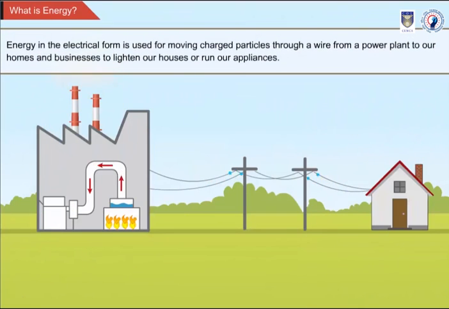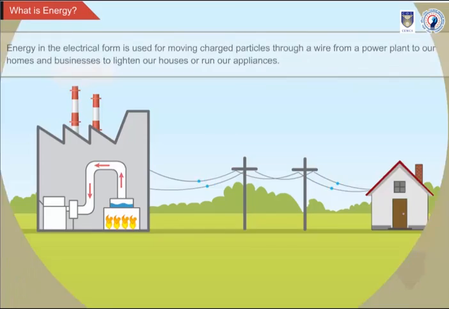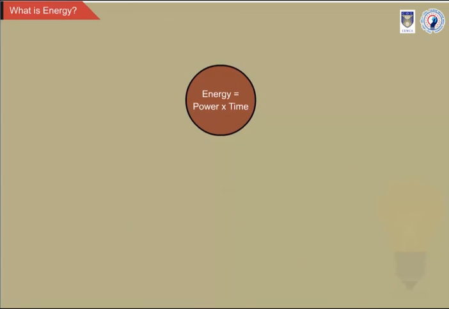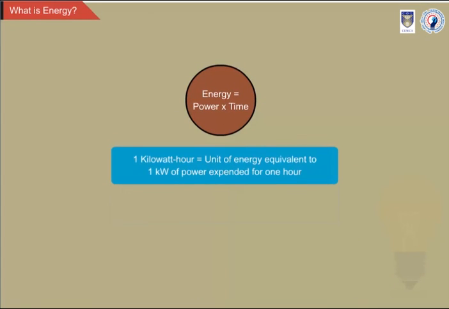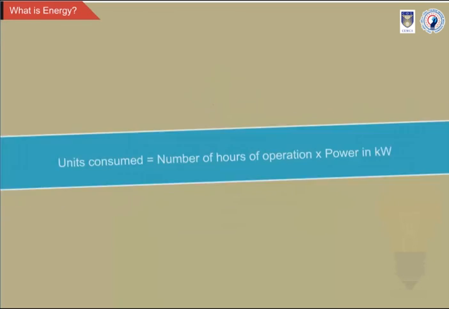Energy in the electric form is used for moving charged particles through a wire from a power plant to our homes and businesses to lighten our houses or run our appliances. Energy is the product of power and time. A kilowatt hour is a unit of energy equivalent to 1 kilowatt of power expended for 1 hour. 1 kilowatt hour is equal to 1000 watt hours.